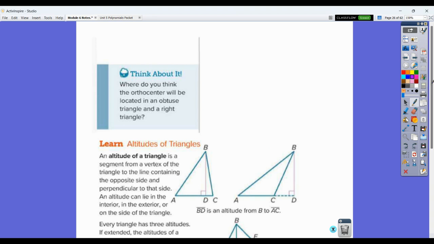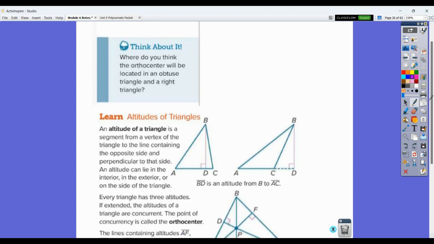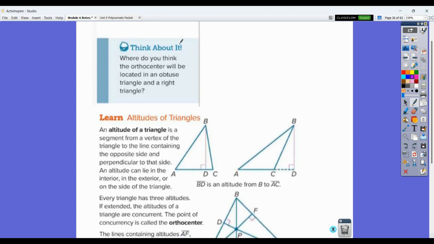Okay, so altitudes of a triangle. Where do you think the orthocenter will be located in an obtuse triangle and a right triangle? So a good question here is that the centroid is always inside, but with an altitude, sometimes it's outside. So in a right triangle, it's actually going to be on the triangle. And in an obtuse triangle, it's going to be outside of the triangle. I did actually show you this picture on the very first day, but we'll talk about those a little bit more too.